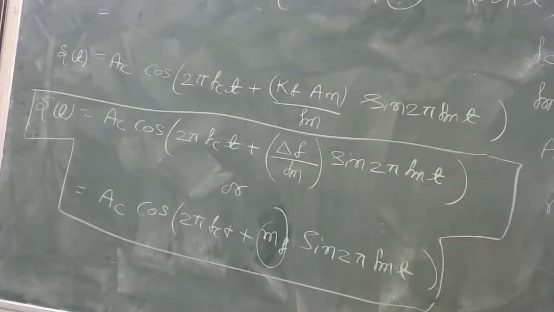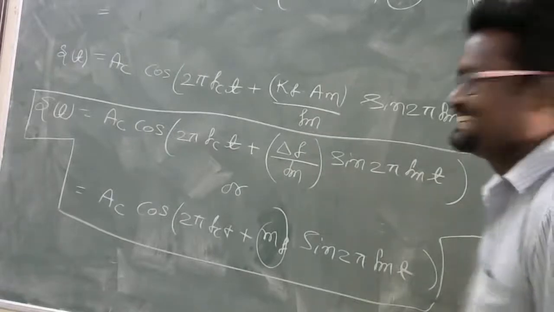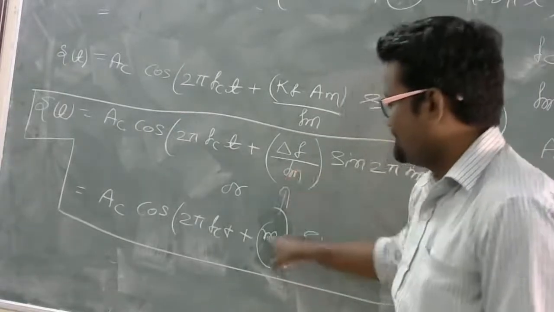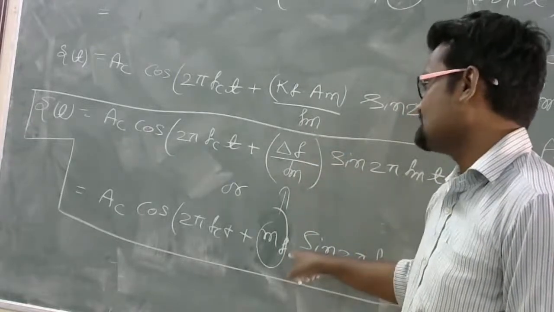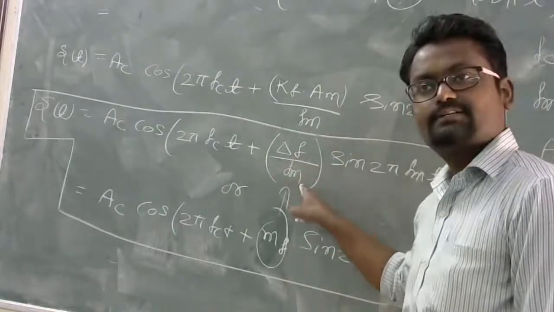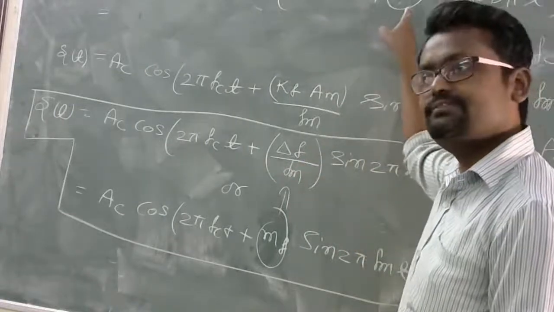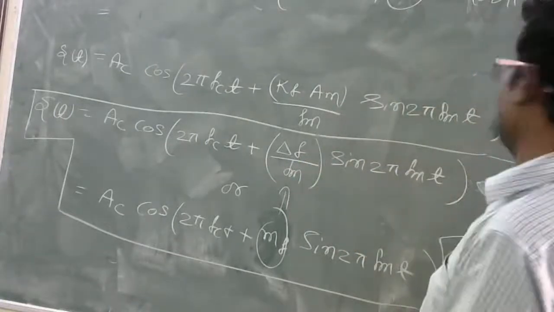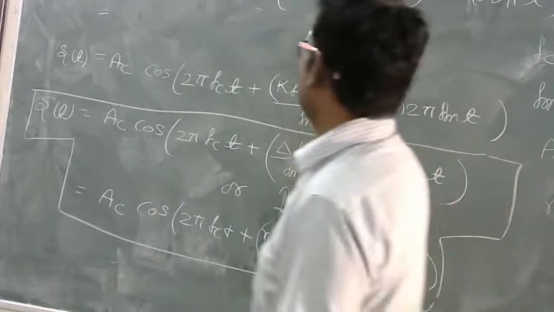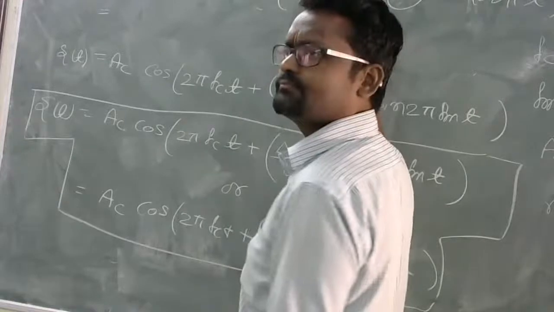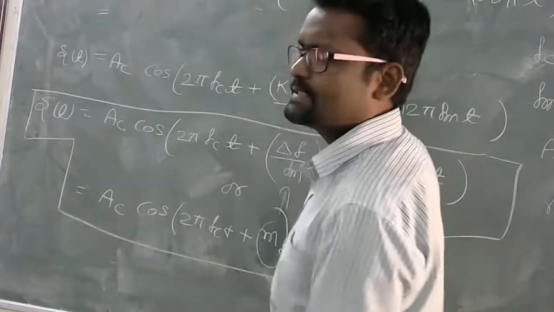Now find the value of frequency deviation. Is it possible to calculate the value of frequency deviation? Yes, sir. Modulation index can be written as del F upon Fm. If the modulation index value is given, it means del F upon Fm value is given. So del F upon Fm equals 50, and Fm we have already calculated, so we can easily calculate the value of del F. What is the value of del F?